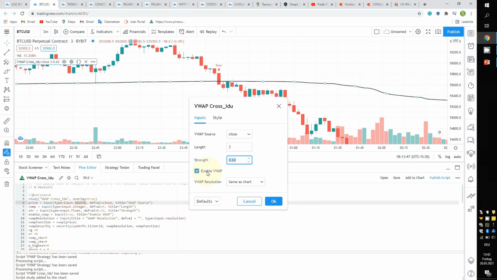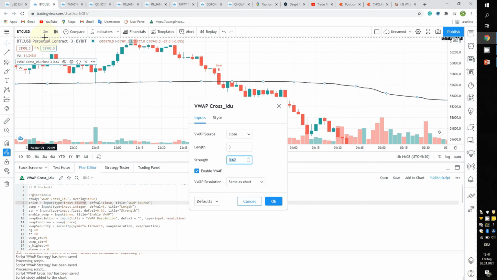So enable VWAP. If I tick it, then it shows me the VWAP line and VWAP resolution. So resolution is nothing but the time frame. If I choose a 3-minute time frame, the VWAP will be calculated accordingly for the 3 minutes time frame. You can choose 5 minutes, 15 minutes, whatever you prefer.